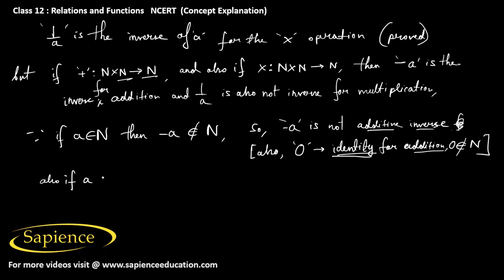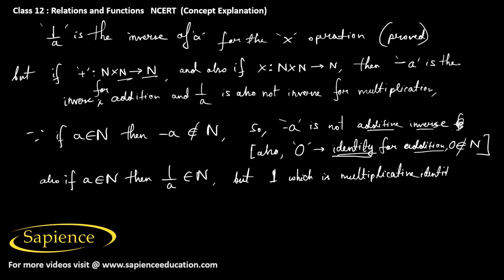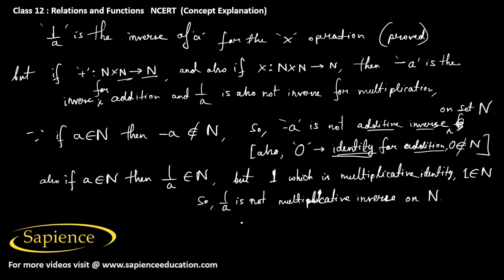And also, if a belongs to the set N, then 1 by a does not belong to the set N. But here, 1, which is the multiplicative identity, belongs to the set N. So 1 by a is not the multiplicative inverse on the set N. Here also I should say minus a is not the additive inverse on the set N. So in case of the multiplication operation, the multiplicative identity is there in the set N, but the multiplicative inverse is not there in the set N.